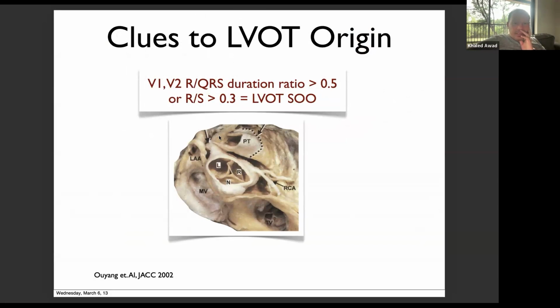LVOT, again, the LVOT is a little far behind compared to the RVOT. And what does that mean? It means that we're going to have more R waves in V1 and V2 compared to the RVOT. How do we tell we're in the LVOT? Well, we got more R waves.